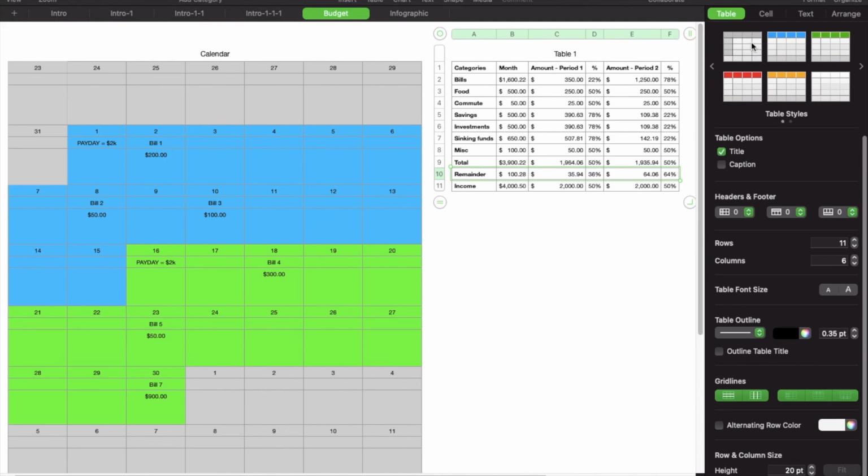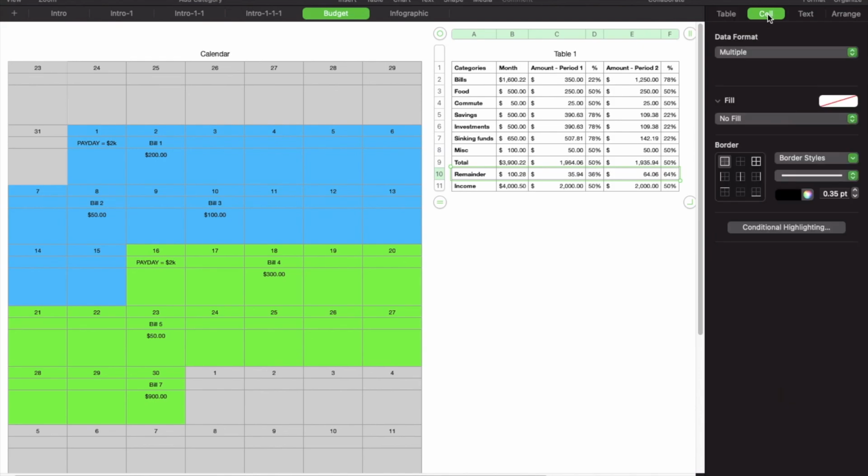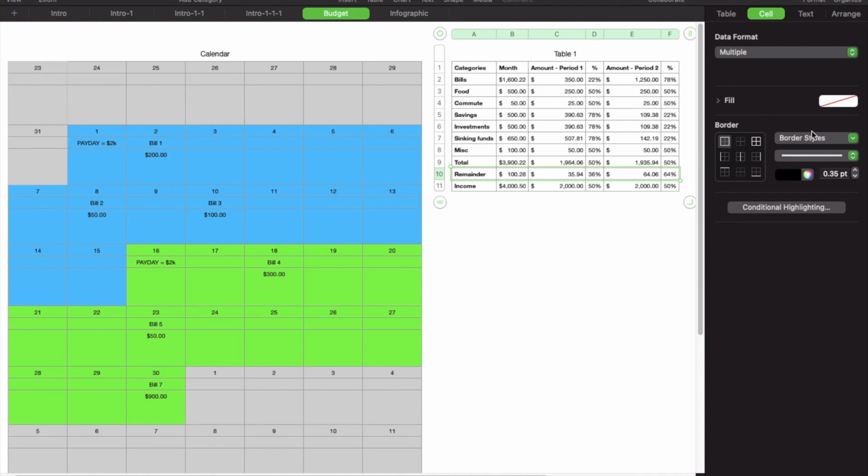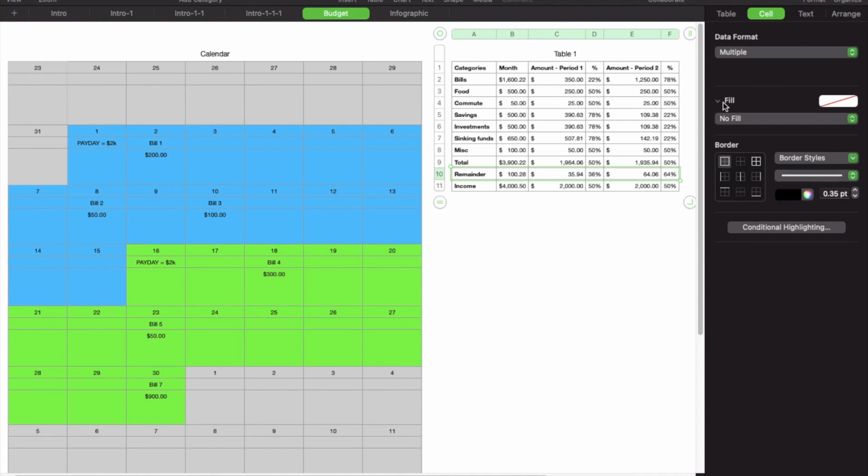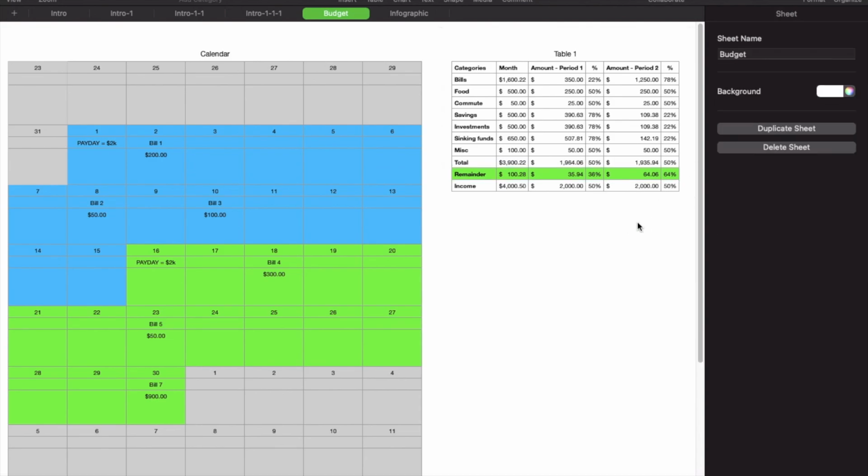And throughout the month, as needs arise, we can take this extra money and we can put it in whatever category needs those extra funds. And there you have it, your biweekly budget using the paycheck-to-paycheck method.